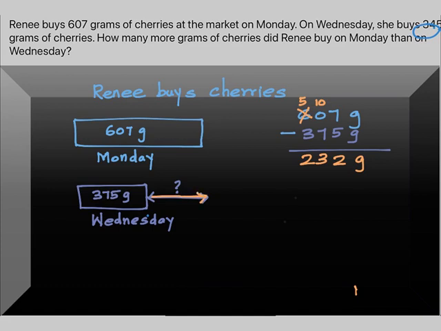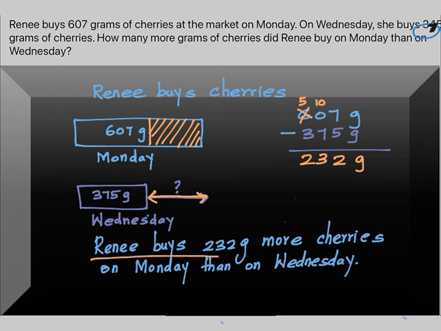So we found the missing part to be 232 grams. That means on Monday, Rini buys 232 grams more than the amount that she buys on Wednesday. The statement for this question will be, Rini buys 232 grams more cherries on Monday than on Wednesday. Period.